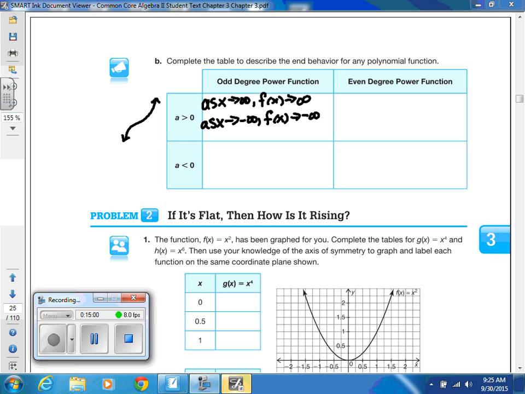Even degree power functions when a is greater than 0. As x approaches infinity, what does f of x do? Approaches infinity. As x approaches negative infinity, what does f of x do? What does that look like? U.